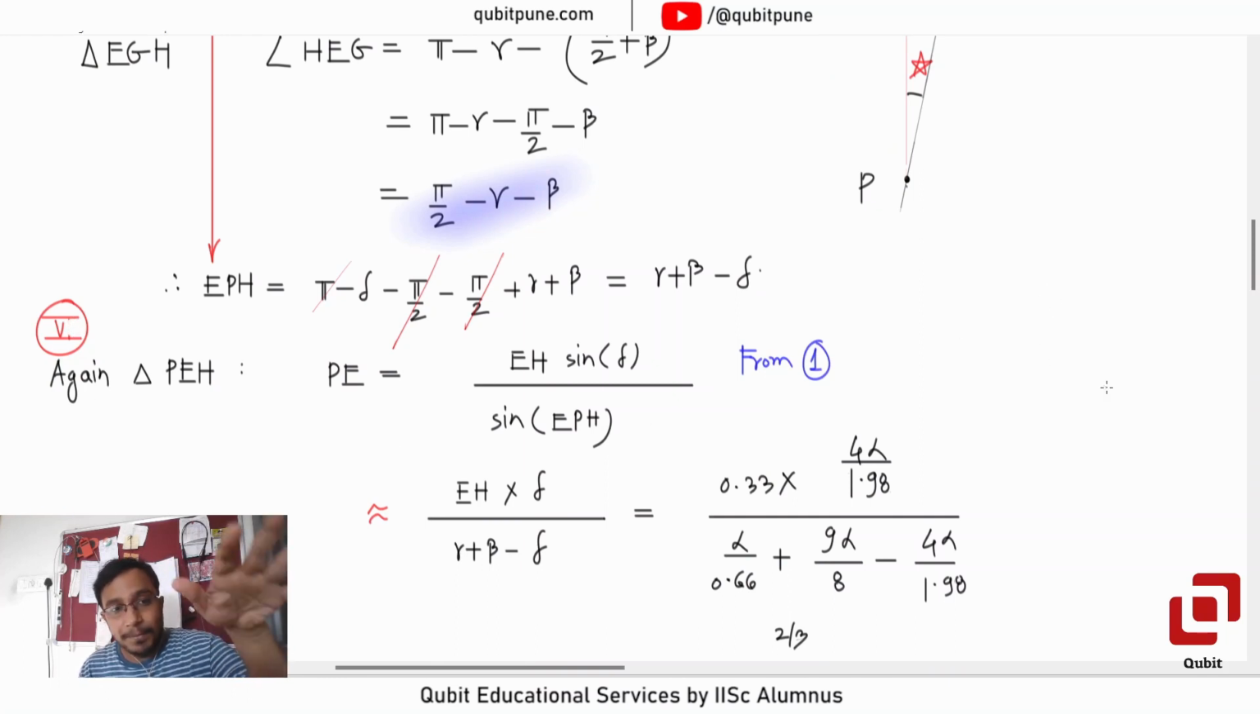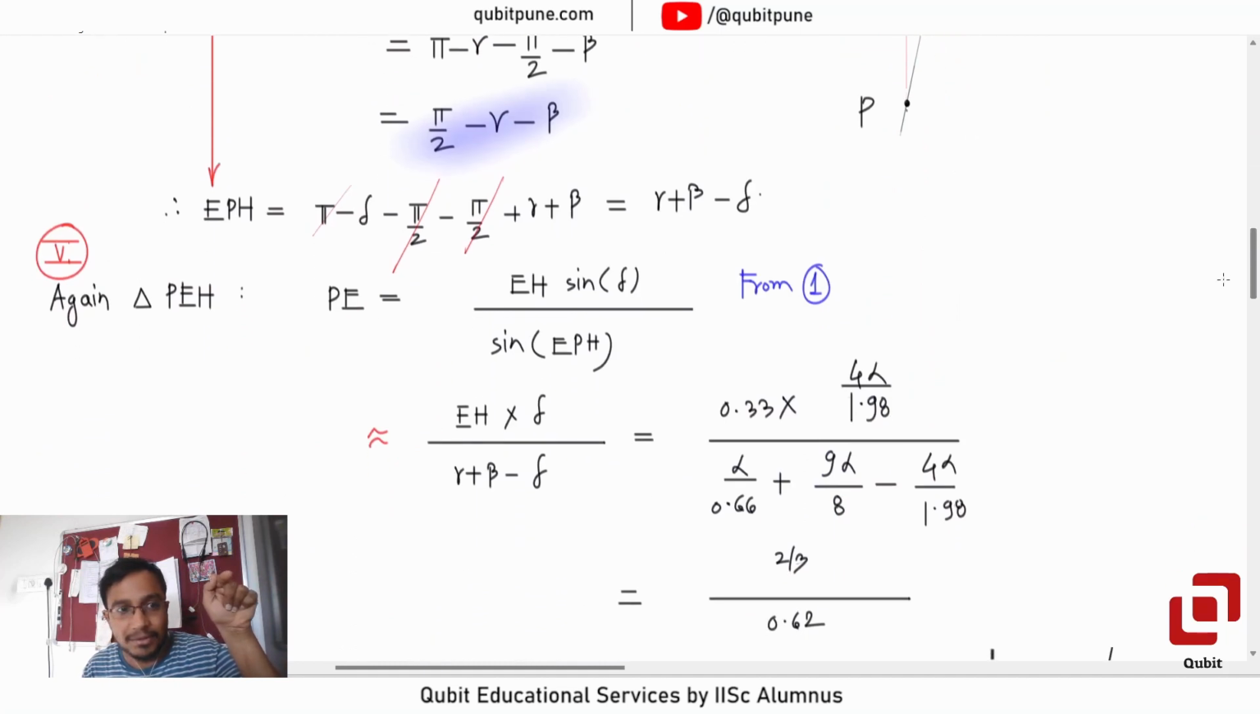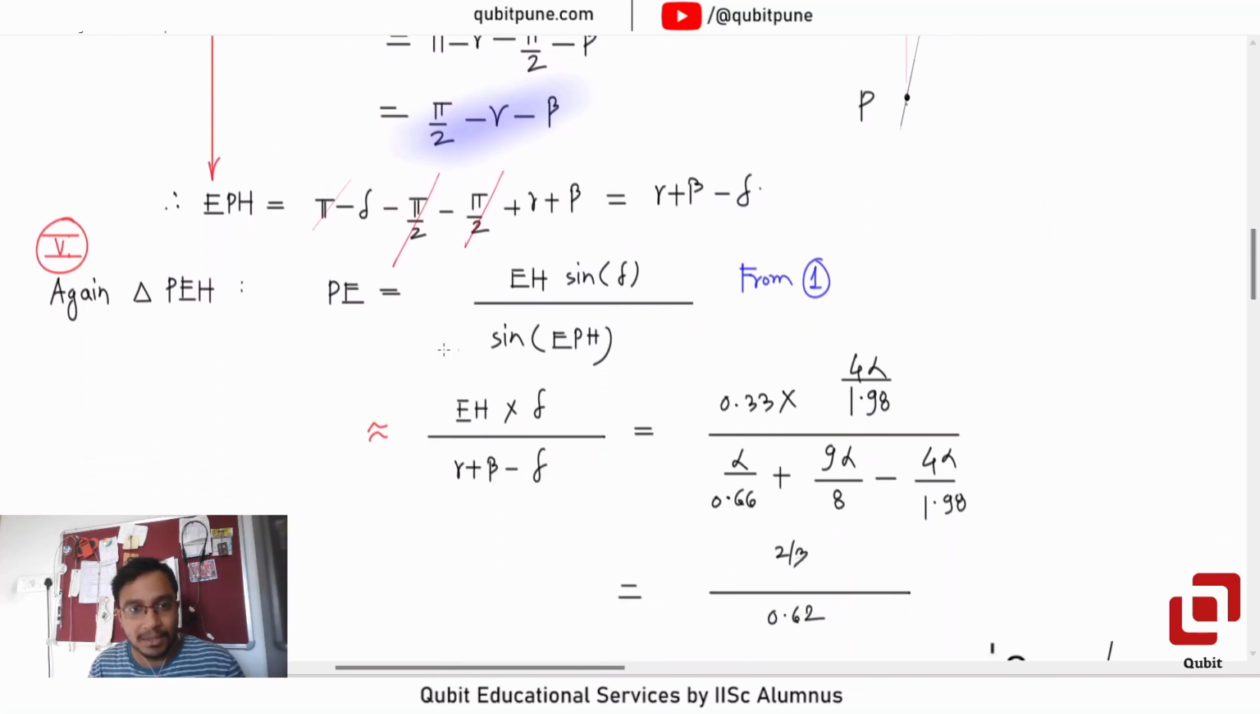Now, having obtained EPH, let us return to triangle PEH and again apply the sine rule there. We already applied it here. P upon sine delta is equal to EH upon sine EPH, but because we now know what EPH is, it makes it easier to find P. So P will be sine delta into the radius of the drop EH upon sine EPH. P is equal to EH into sine delta upon sine EPH.